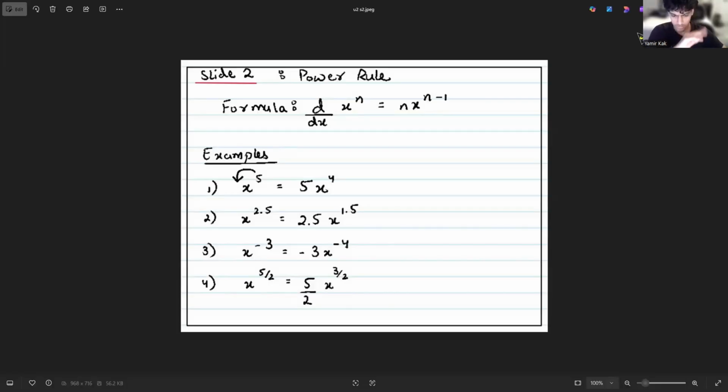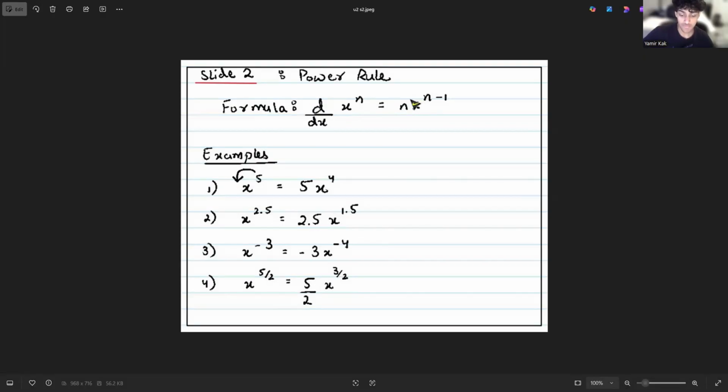Okay, so now to dive into power rules. What power rules do is that they help us find the derivative of functions that involve exponents. The main formula we use here is d over dx of x to the n is equal to n x to the exponent of n minus 1. I know this looks a little bit confusing, but it's really not too hard. The d over dx just means we're finding the derivative with respect to x.